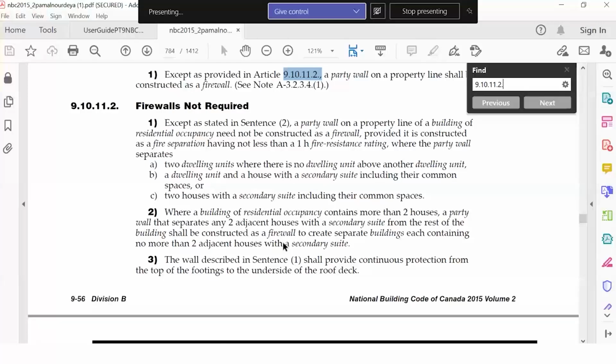So I understand now. Yeah, you separate the secondary suites. That's what it is. Got it.